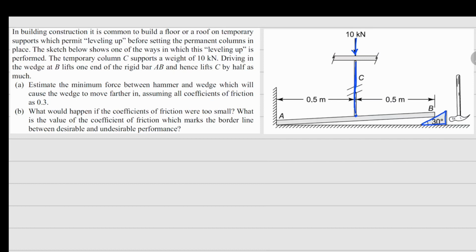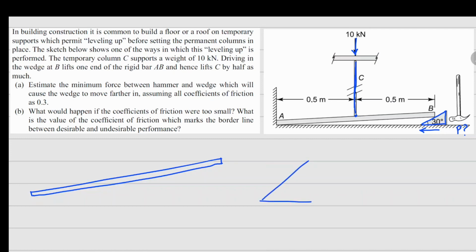So what we need to figure out here is we need to estimate the minimum force between the hammer and the wedge, which will cause the wedge to move further in, assuming all coefficients of friction as 0.3. So we have to figure out, when this is being pushed in, what should be the minimum force required from this hammer P. So for this purpose, we will draw the free body diagram of the rigid bar AB and the wedge.